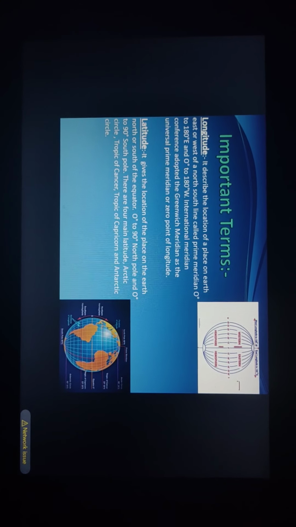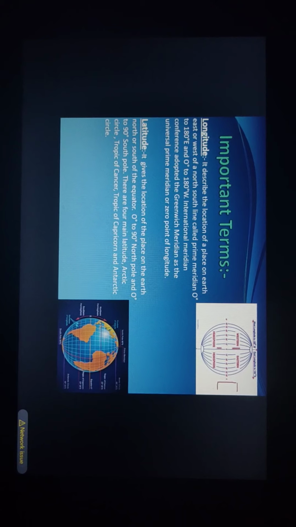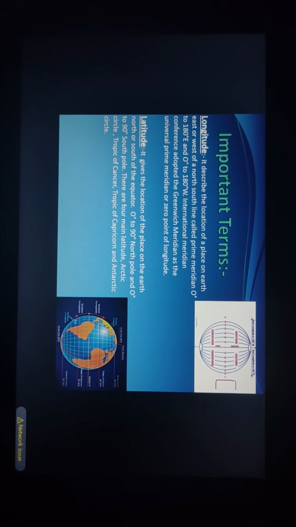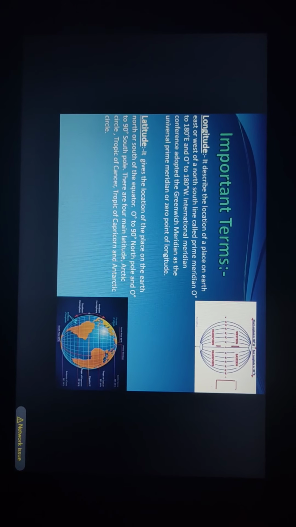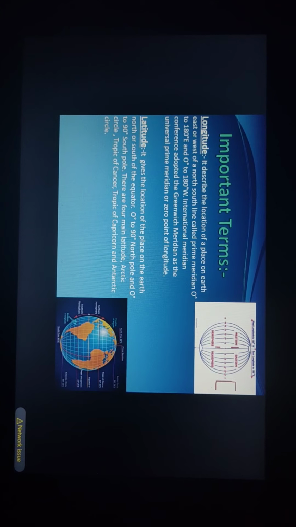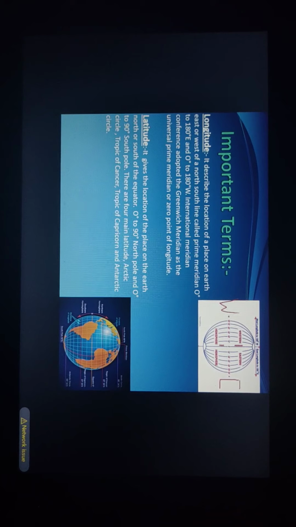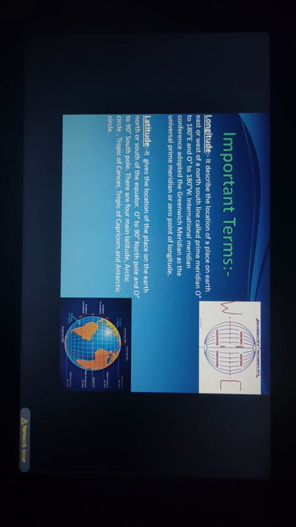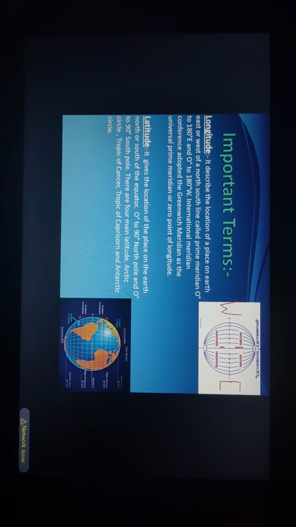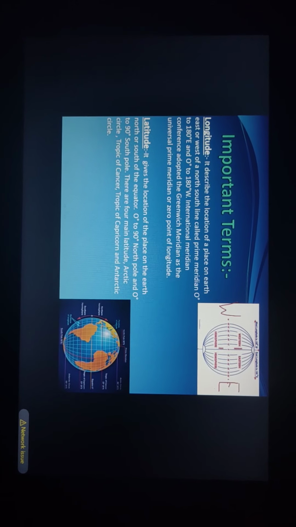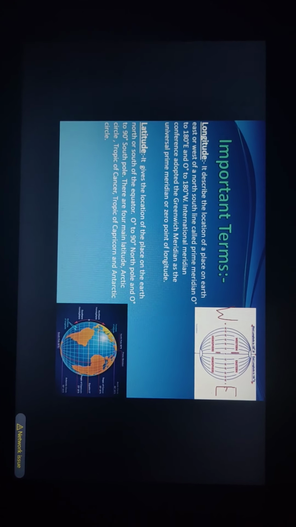Through this spelling, longitude, long means long lines, vertical lines, which we call longitude. The International Meridian Conference adopted the Greenwich Meridian as the universal prime meridian or 0 point of longitude, right? So this is the prime meridian here.